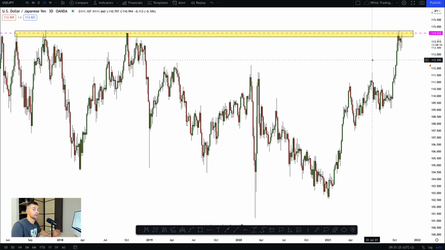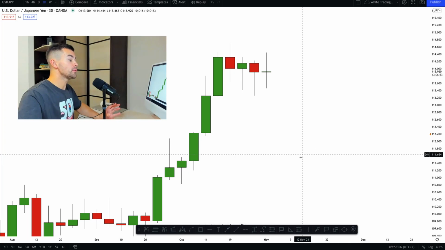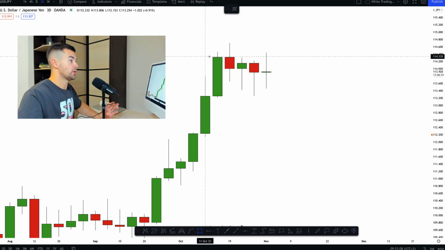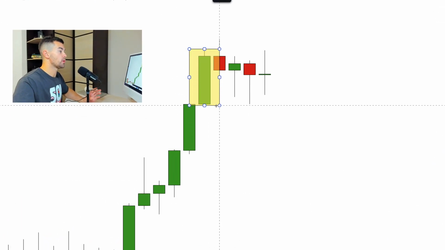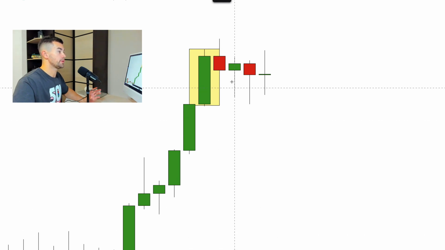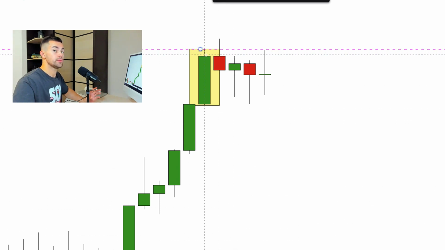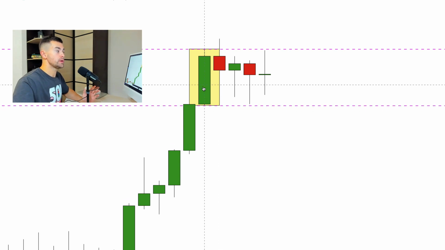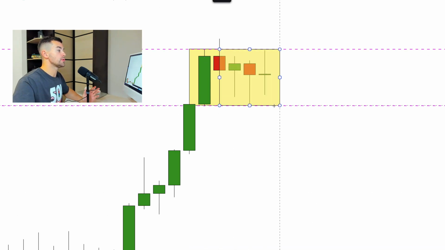So let's analyze that together. And again, first of all, underline the mother's bar. Here goes our mother's bar, and it is very important to underline the range of this candle based on its high, based on the wick, and based on a low, again based on the wick. So here is our mother's bar. And so far you can see that the consequent candles are trading within the range of this mother's bar.